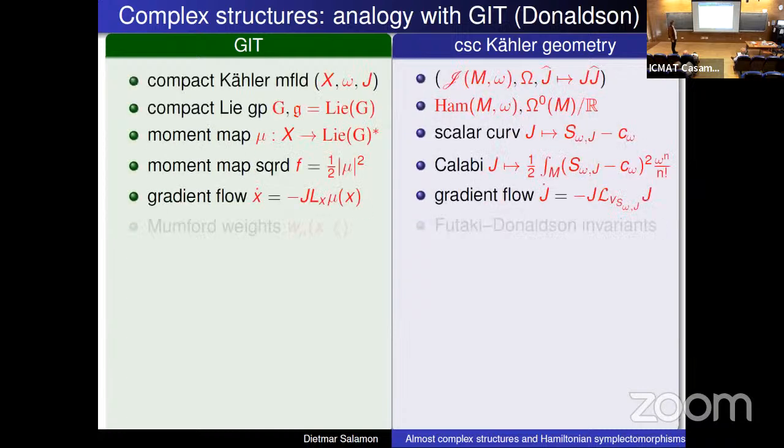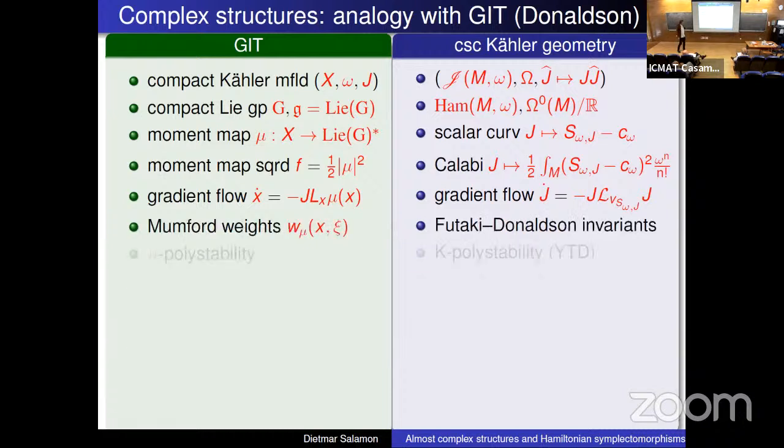This analogy was basically noted by Donaldson, and it led to a big program in constant scalar curvature Kähler geometry. So the first few things are exactly what I just explained: the moment map is given by the scalar curvature. The moment map squared evidently is the Calabi functional on the space of J's, and one can look at the gradient flow just exactly as in the finite dimensional situation. But now to go beyond that and to obtain an analog of GC mod G, one needs to restrict to the integrable case.